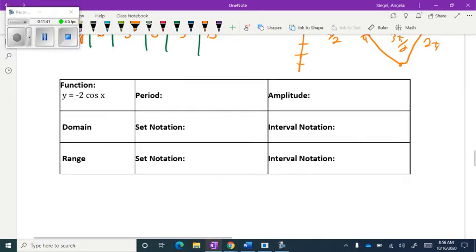Okay, so I want you to try to do cosine on your own, or this function on your own, which is a cosine function. So be aware of that. You're going to start off with the cosine values, and you're going to multiply all your y values by negative 2. So go ahead and try that.